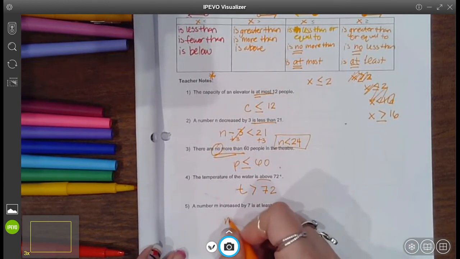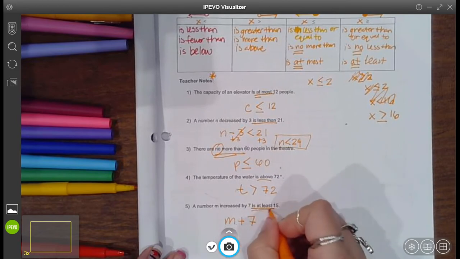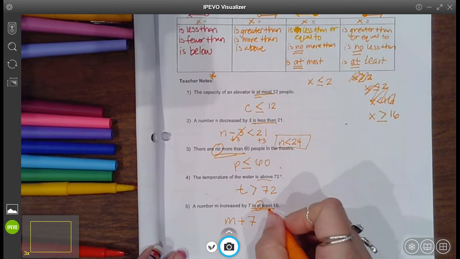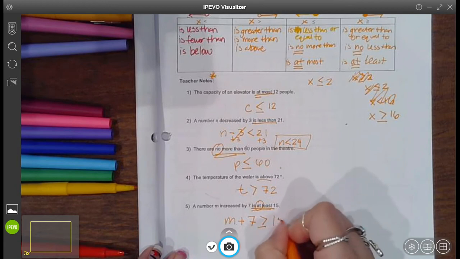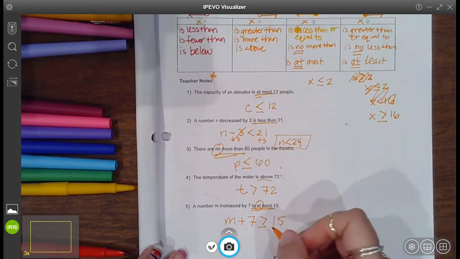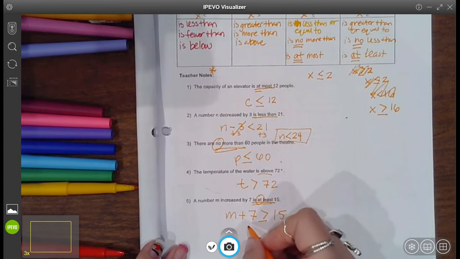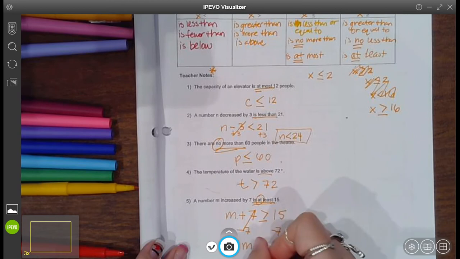This one says a number m increased by, so added 7, is at least. So this means it's an inequality sign, and that at means it's the opposite way I think. So instead of a less than sign, it's actually a greater than or equal to 15, because it's including 15, but it's probably more than that because it's at least that. So it's that or maybe more. So greater than or equal to. And then to get m by itself, what do you do to this plus 7? Subtract 7. Those cancel. You have m by itself. Bring down your inequality. And 15 minus 7 is 8.